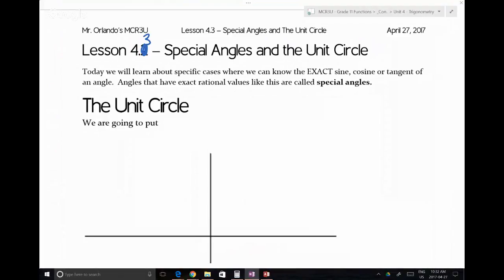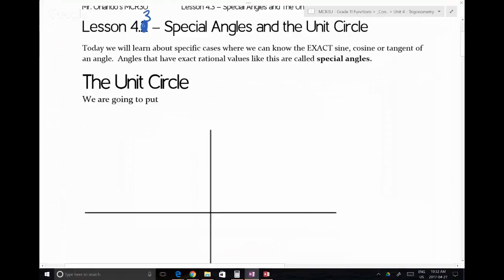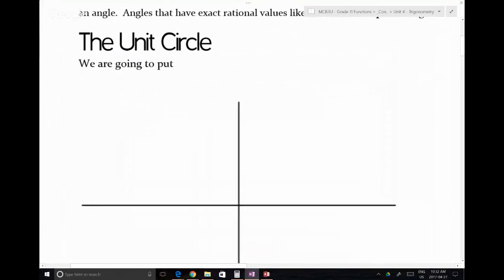It's basically about specific cases where we can know the exact sine, cosine, or tangent of an angle. Not the sort of messy decimal that usually gets spit out by a calculator, but cases where an angle gives you an exact, precise, rational number for sine, cos, or tan. And we call these special angles. And to learn about them, we're going to put angles on the xy plane.